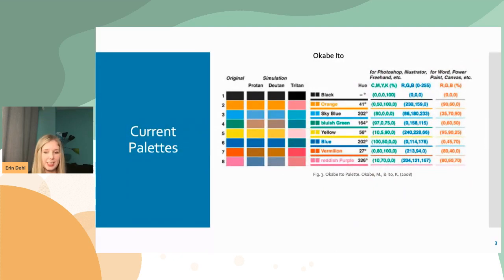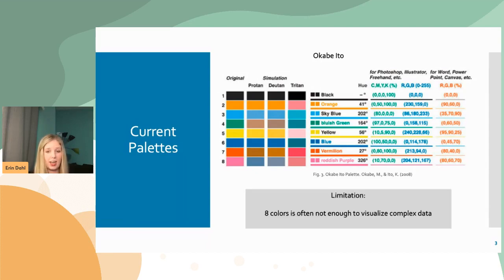One of the current leading accessible palettes is the Okabe Ito palette, which you can see here. It consists of 8 colors, which is great. And here is the simulation of the Protanope, Deuteranope, and Tritanope of this palette. When run in CVD simulations, you can see here that it is universally CVD friendly, which is great. However, this palette is limited because it only contains 8 colors, which is often not sufficient for visualizing complex data.